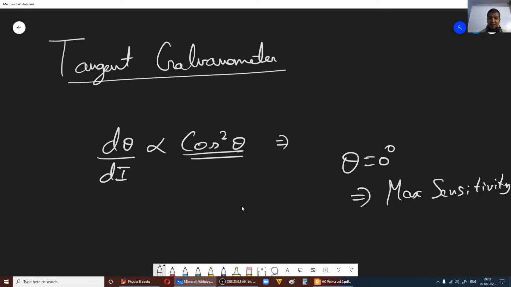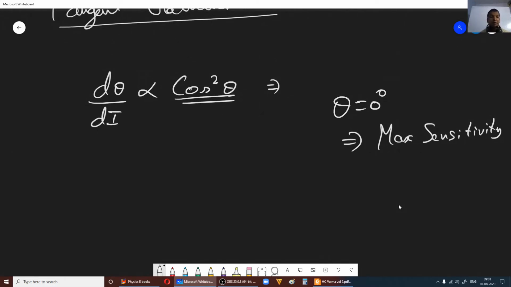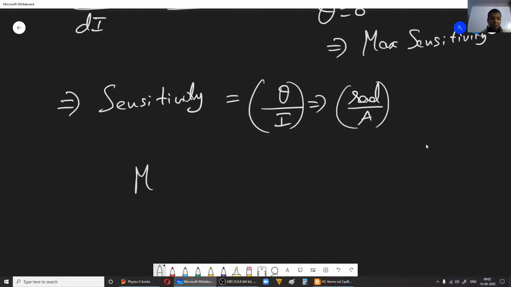But there is one small consideration here. What we assumed as sensitivity here is the deflection per unit current. If you look at the units, d theta by di, the units are radians per ampere, correct? So this is the standard sensitivity we have seen in the moving coil galvanometer. This is how we define sensitivity in a moving coil galvanometer.